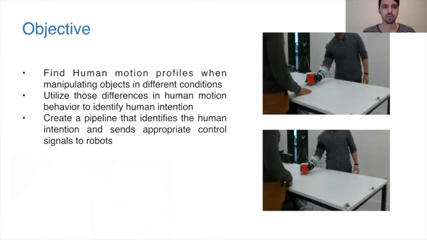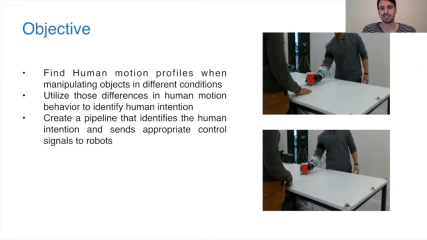Our objective is to explore the motion profiles of humans when manipulating objects under different conditions, whether the cup is empty or full, and then utilize the differences to identify the human intention. So whether the human wants to express to others that the cup is perfectly fine to manipulate however you want, or that you have to be careful here because the cup is full, and I don't want to spill, and I don't want you to spill.